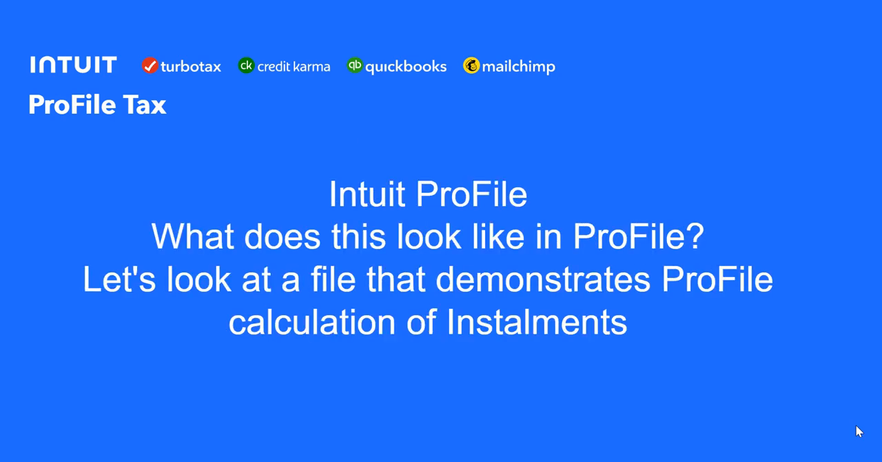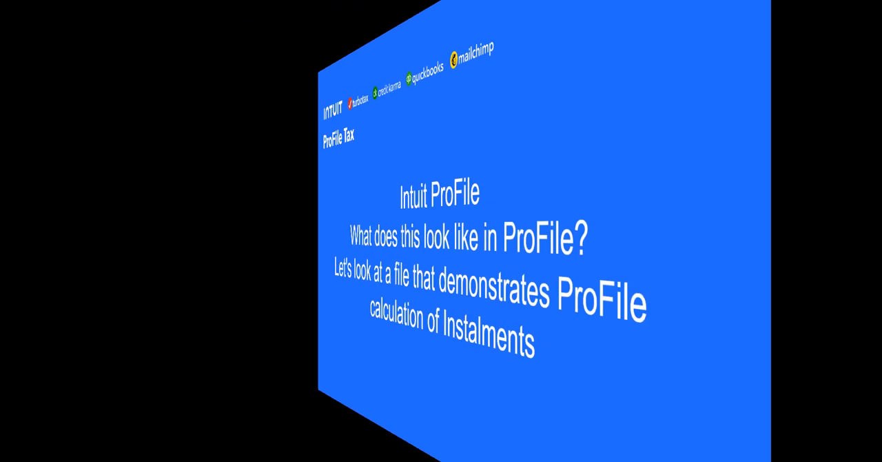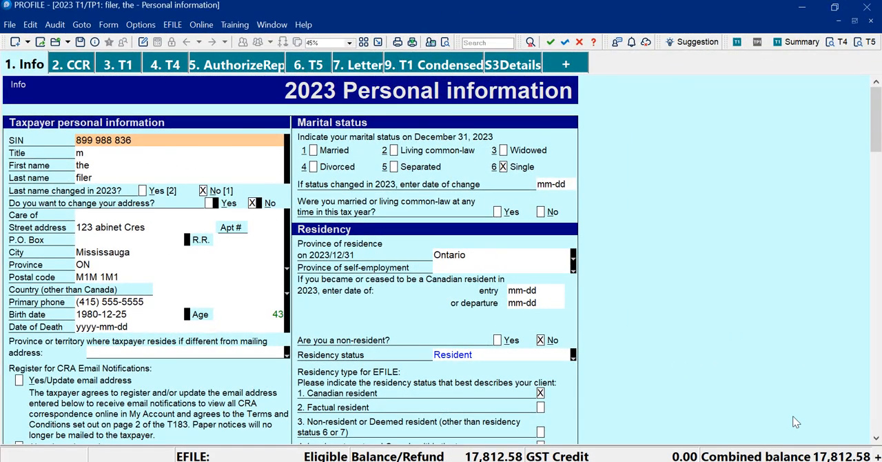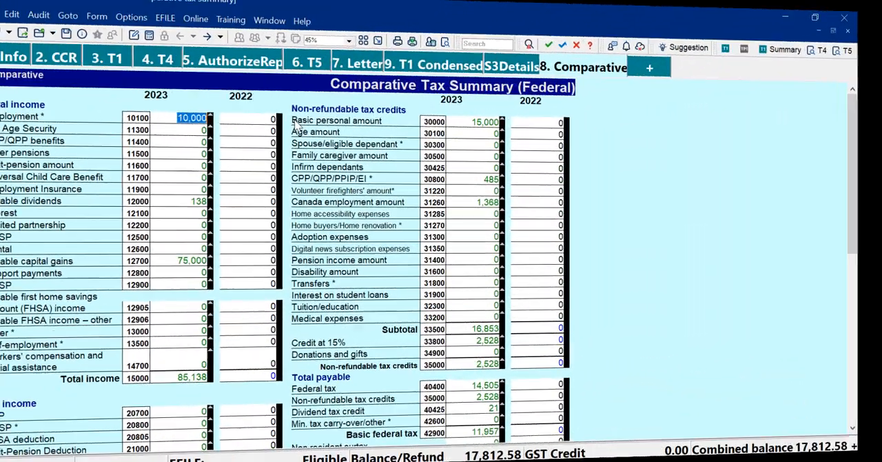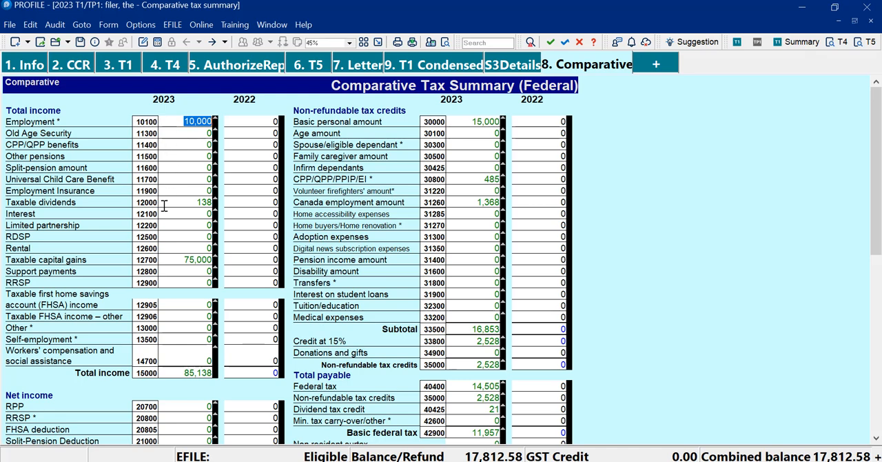Let's have a look at how that looks in Profile, what a file might look like when installments are required. I have a demonstration return here, and I can see that they have a balance owing of $17,812.58. If I flip over to the comparative, I can see that there was a capital gain. So that's no tax withheld, so there'll be a balance owing due to that.